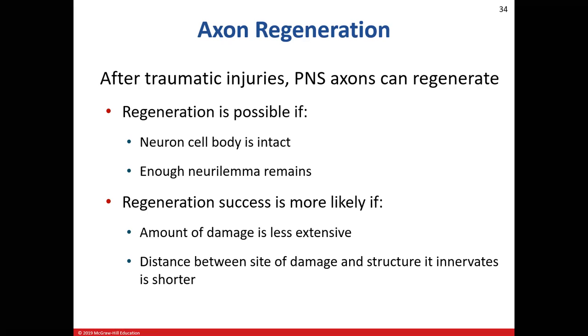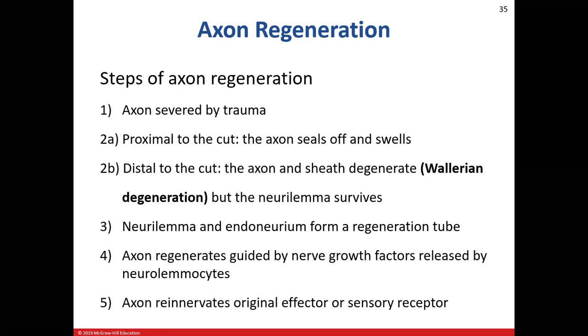And you'll see here that regeneration is possible if the neuron cell body is still intact and there's enough of the neurolemma that remains. Regeneration success is more likely if the amount of damage is less extensive and the distance between the site of damage and the structure it innervates is relatively shorter. Obviously, the greater the distance, the more difficult it is for the axons to regenerate themselves. So let's look at some of the steps involved in axon regeneration.